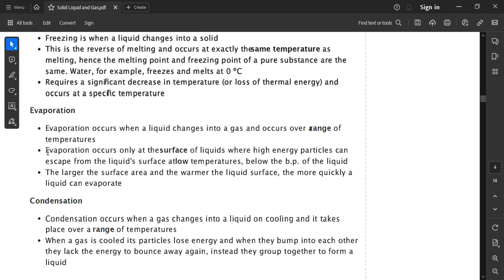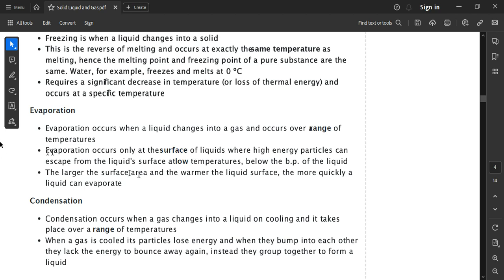Moving on to evaporation. Evaporation occurs when a liquid changes into a gas and occurs over a range of temperatures. Evaporation occurs only at the surface of liquids, where high energy particles can escape from the liquid surface at low temperature, below the boiling point of the liquid. The larger the surface area and the warmer the liquid surface, the more quickly a liquid can evaporate.